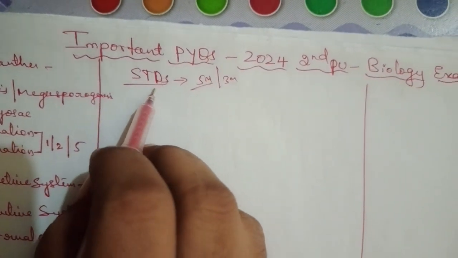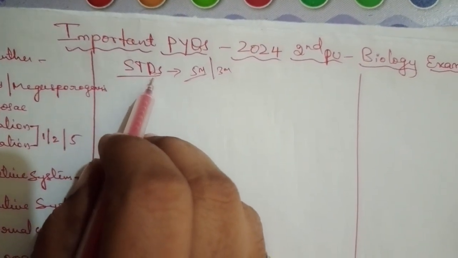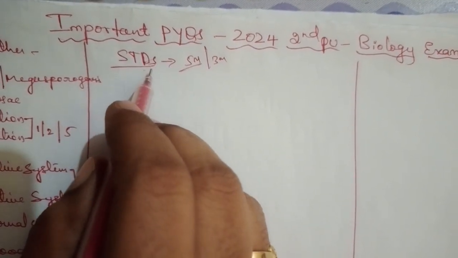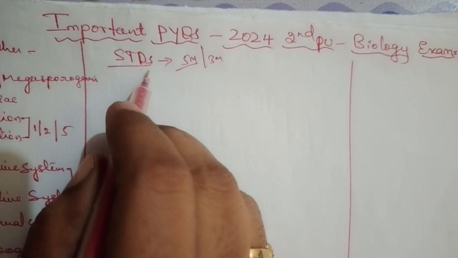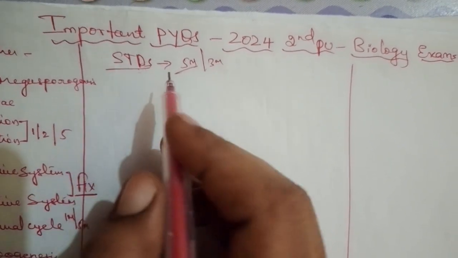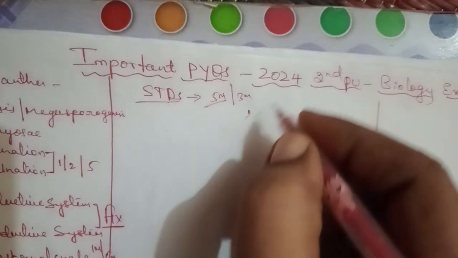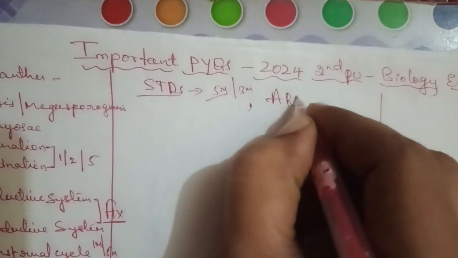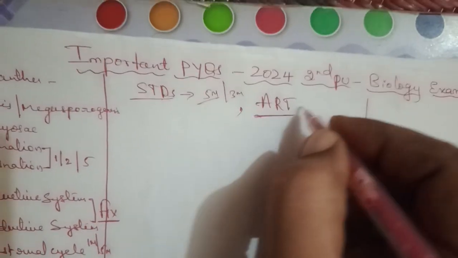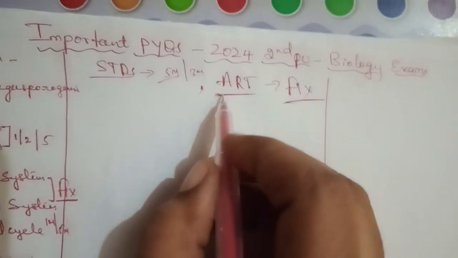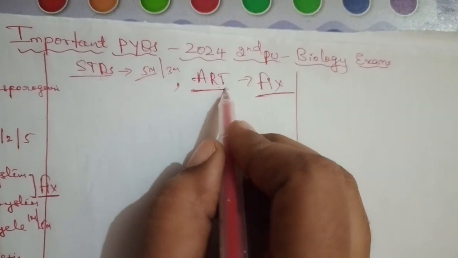So here in the STDs, the definition, along with which organism causes sexually transmitted diseases, and the prevention and control methods. So STD is important. Followed by that, the next concept is ART. Again, ART is very important. Again here you will get a fixed kind of question. ART stands for assisted reproductive technology.